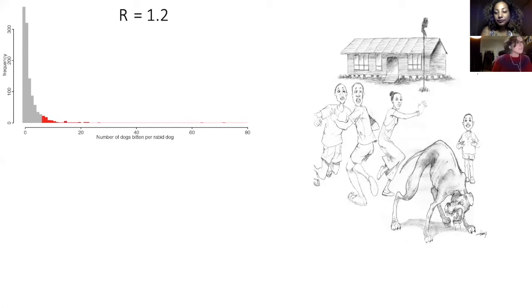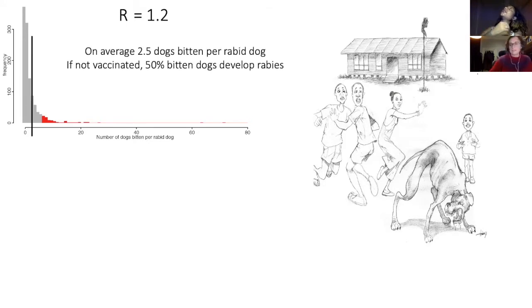So this is the frequency distribution of dogs bitten per rabid dog. And you can see that on average, a single rabid dog will bite just less than 2.5 other dogs. And of those dogs that are bitten, if they're not vaccinated, about half of them will go on to develop rabies. So that gives you the quantity R. It gives you the number of secondary cases that result from a primary infection. And on average, that's around 1.2.